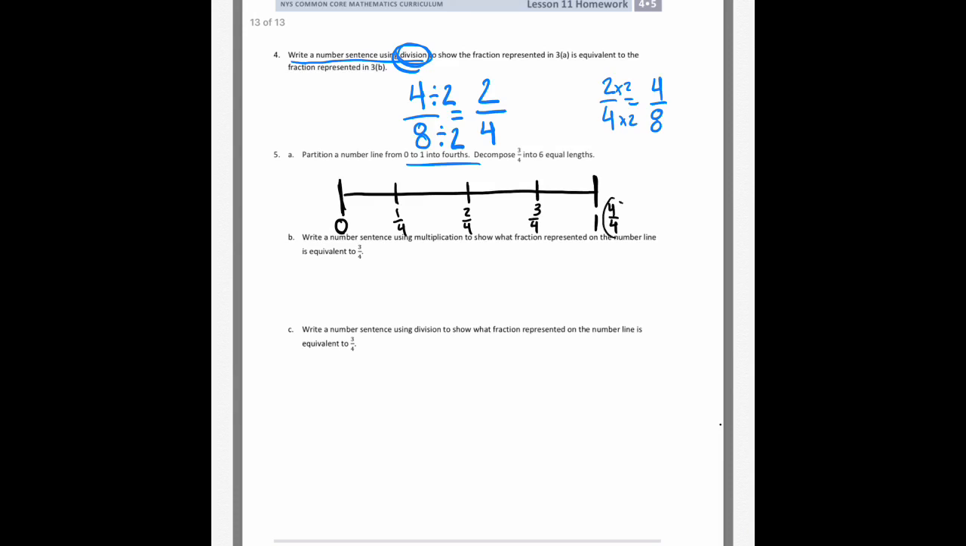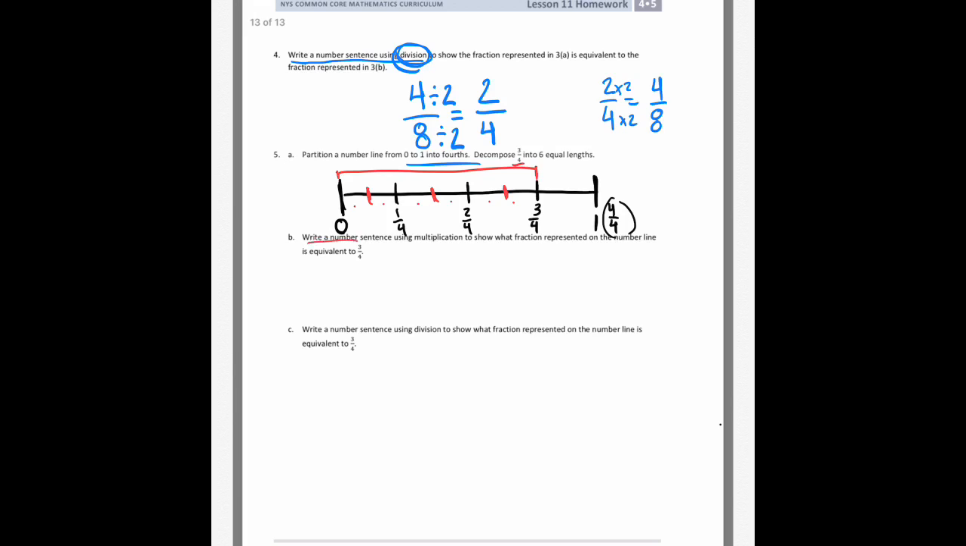And then it says decompose 3/4 into 6 equal lengths. Now that sounds kind of weird, but 3/4 is 3 pieces. So if I wanted 6 pieces, then I could split each one of those 3 in half to get 6. So let's try this out. So here's my 3, and if I split each one of them in half, I get 1, 2, 3, 4, 5, 6 equal pieces.